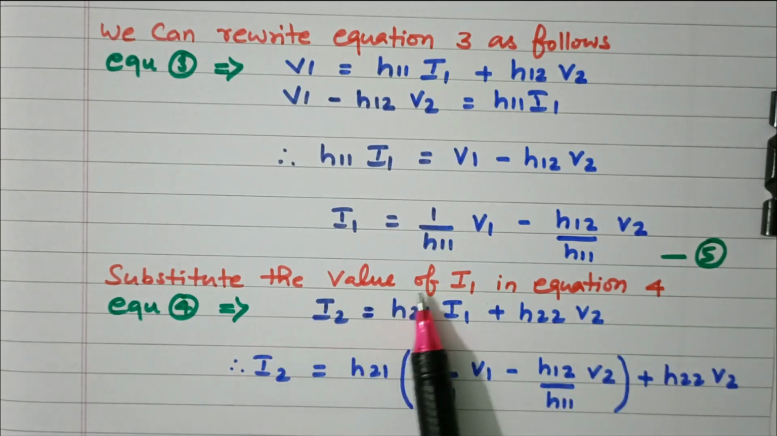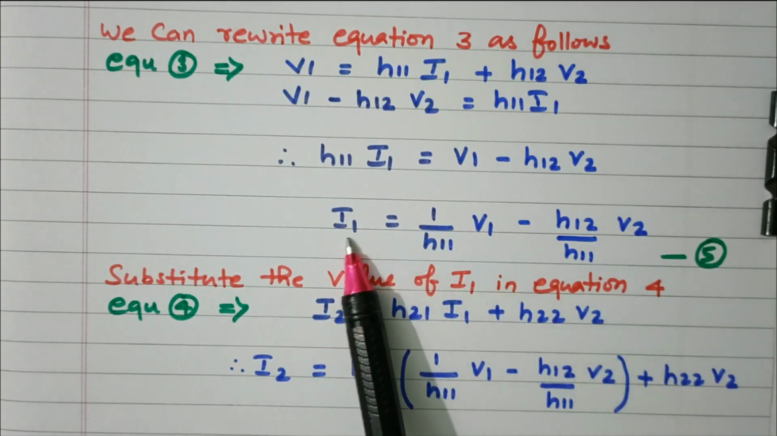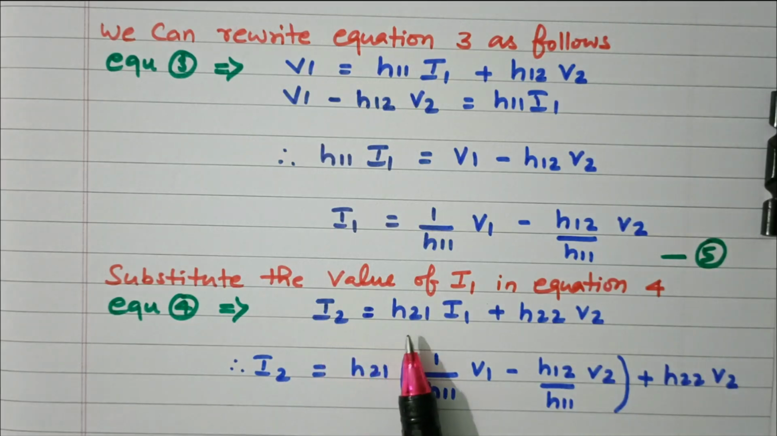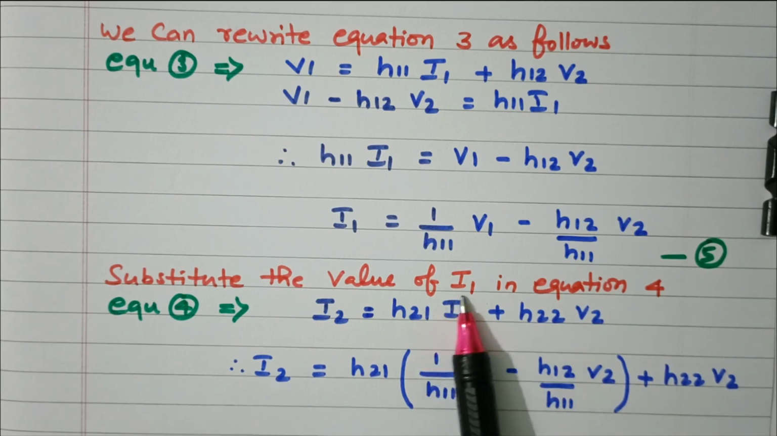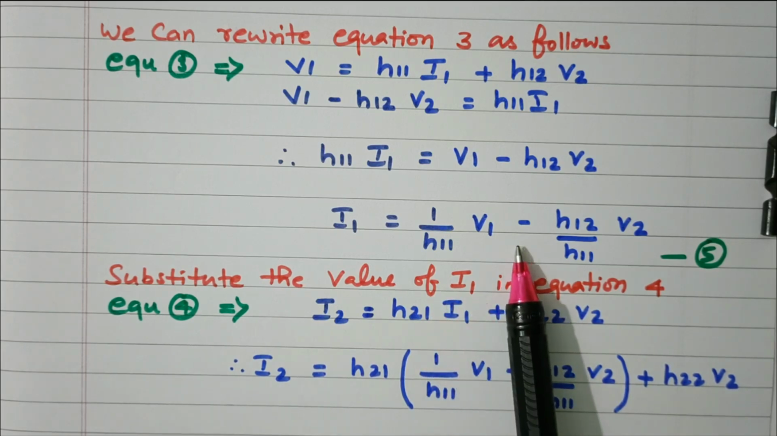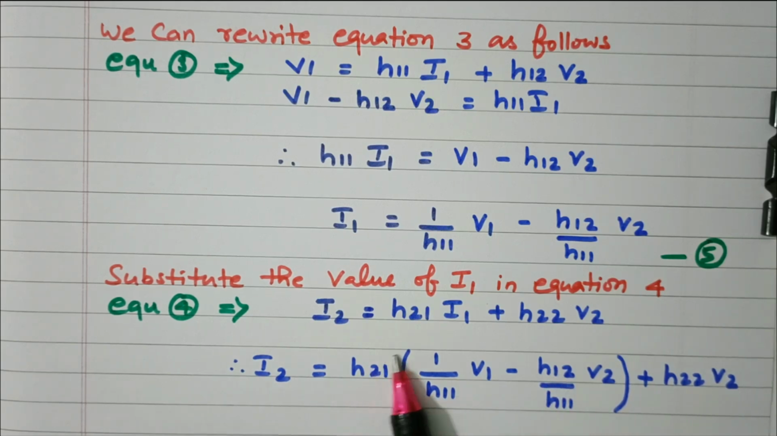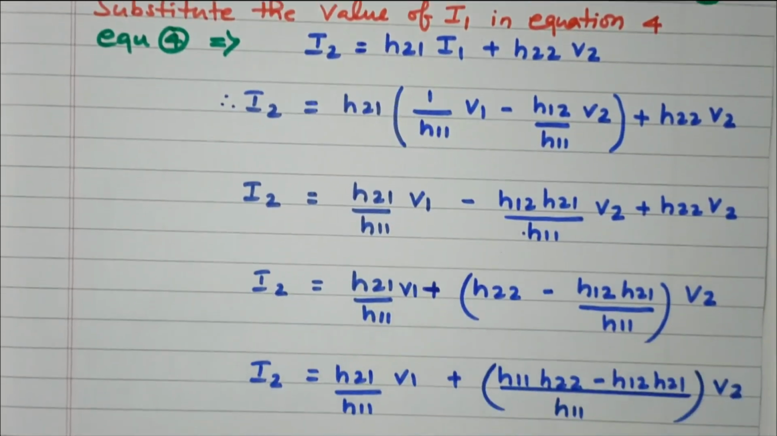Now take the equation 4 and substitute this I1 value. What is equation 4? Equation 4 is I2 equal to H21 I1 plus H22 V2. This is equation 4. In this we are going to substitute I1 from equation 5. Right? So this I1 is replaced by 1 divided by H11 V1 minus H12 divided by H11 into V2. Right. Now we can multiply this H21 inside because it is commonly available. Now we can go for multiplication. We'll multiply inside.